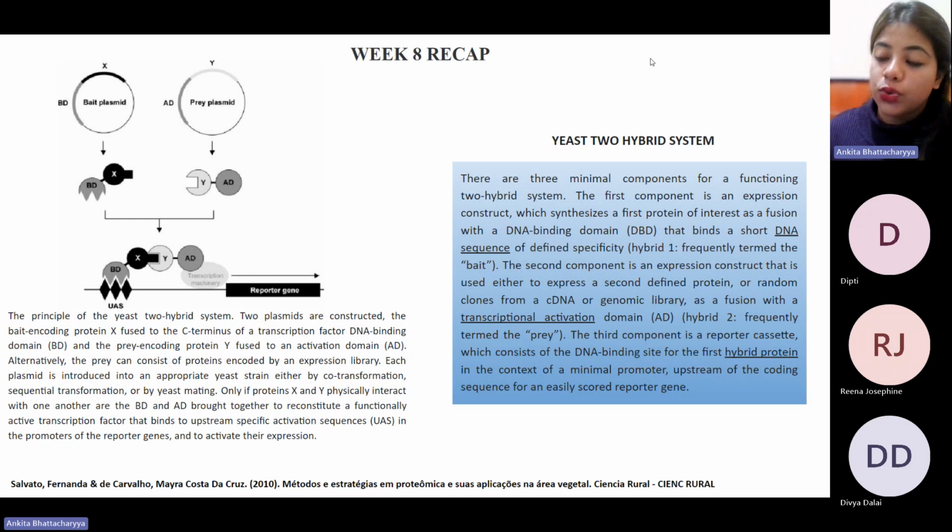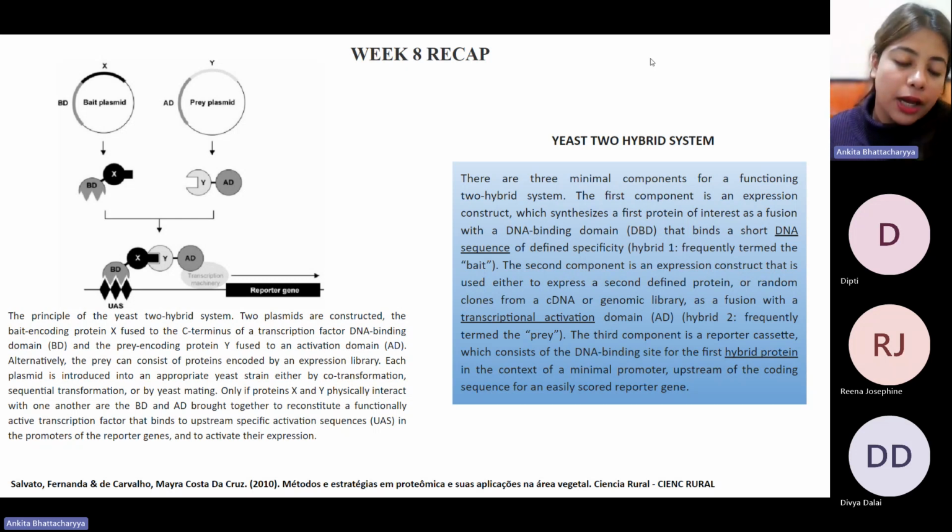That involves two separate plasmids, which is what you see on the left, a bait plasmid and a prey plasmid. The bait plasmid is one that carries a sequence of a protein that you will give as a bait, as the name indicates. And on the other plasmid is your prey, which will bind to the bait and interact with it to form the two hybrid system that we are talking about. Let me read out the legend for your clarity.